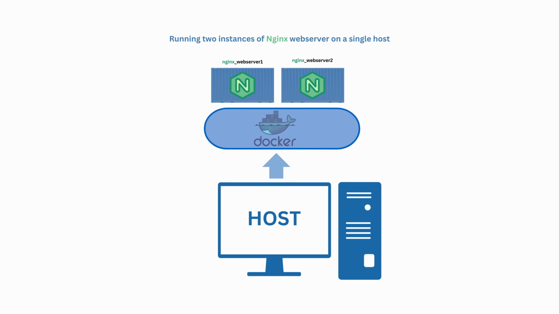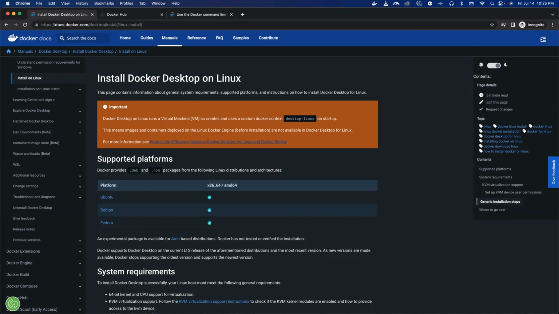We will be using the NGINX image from Docker Hub, and then we will create two NGINX web servers using Docker containers, which means that they are two separate instances of NGINX, as shown in the image, but they are running on the same host using Docker containers created from the NGINX image.